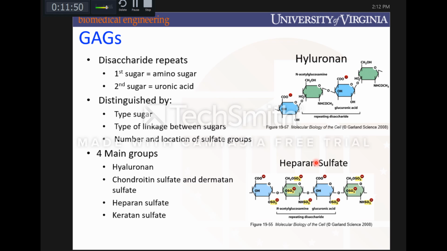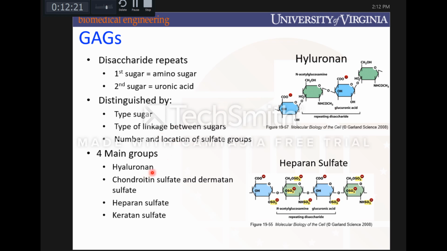So getting into GAGs, if you've taken any kind of biology recently, like AP Bio or something, they're disaccharide repeats. These are just sugars, kind of like a modified starch. So you've got an amino sugar, so it's just a sugar with an amino group on it, and then an acidified sugar. And they're classified based on the type of sugars that they are and the type of linkage, so which carbons are bound to which, and then the number and location of the sulfate groups on there.